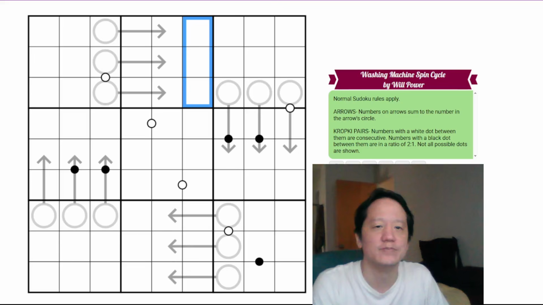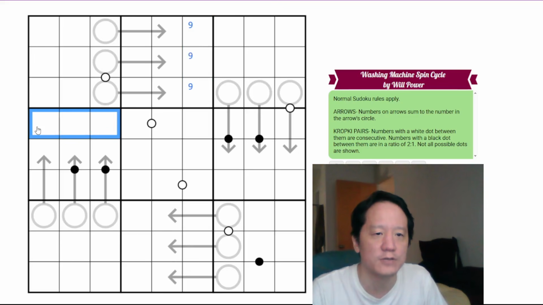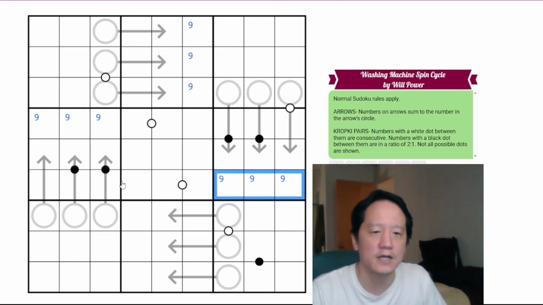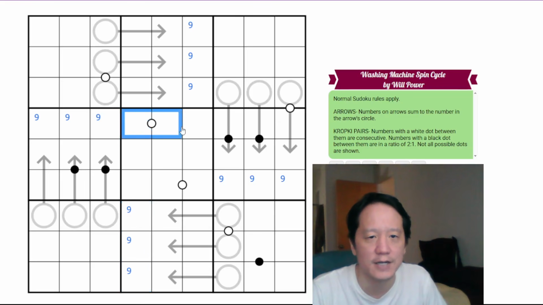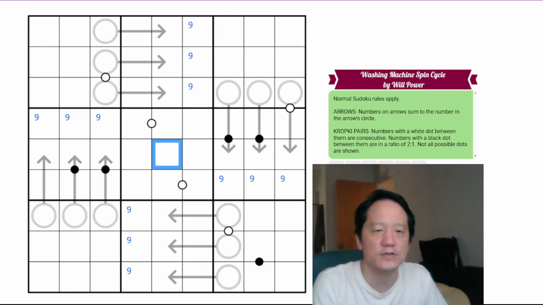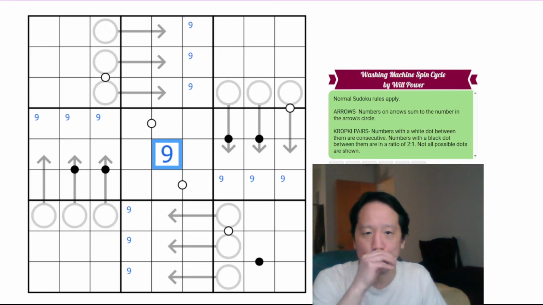9 then has to be one of these 3 digits, one of these 3 digits, one of these 3 digits, and one of these 3 digits. Well, in the central box then, 9 cannot be here because of the 9 here. 9 can't be here because one of these is 9. 9 can't be here because one of these is 9, and 9 can't be here because one of these is 9. Therefore, this is a 9 here. Okay.